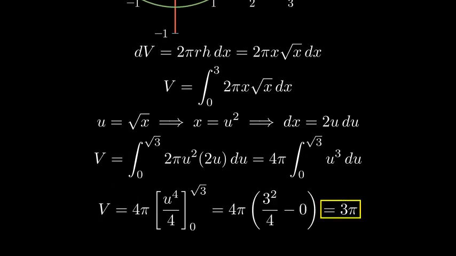4 pi times u to the 4th over 4, evaluated from 0 to square root of 3, which equals 3 pi square units. And there we have it. We've found the volume of our solid of revolution using the method of cylindrical shells.